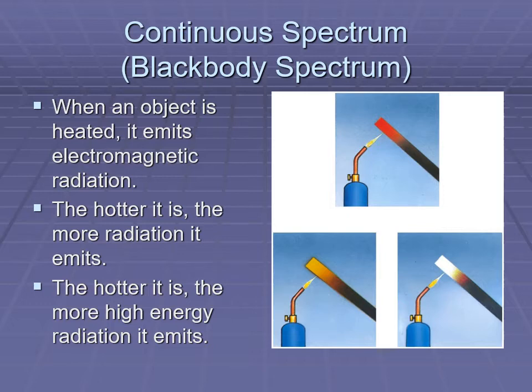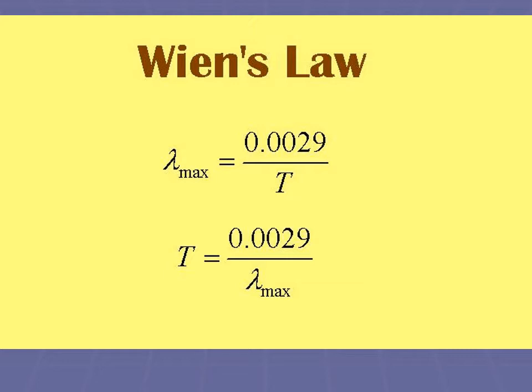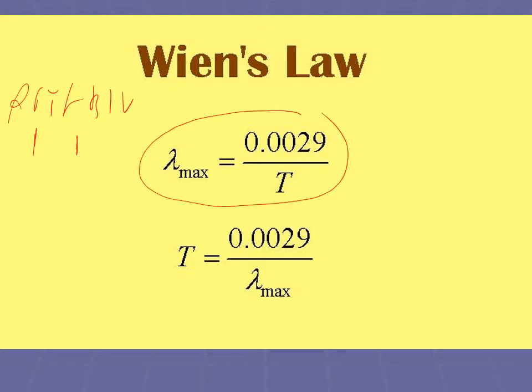If I were to look at the light, it's all different colors of light: red, orange, yellow, green, blue, indigo, violet, but one color is brighter than the rest. The brightest wavelength is given by Wien's law, and that is lambda max equals 0.0029 over T. If I do algebra, I can write it like that. Let me explain what this means.